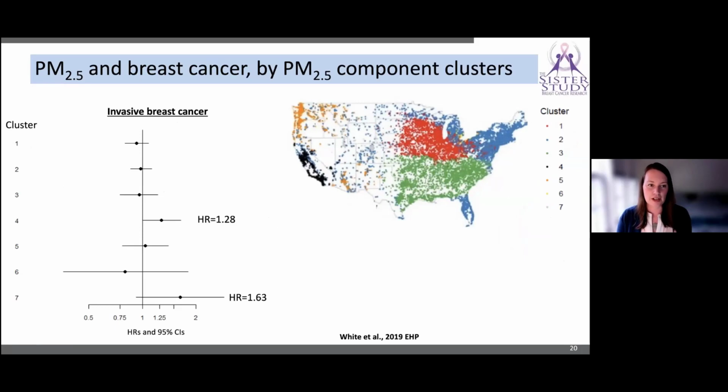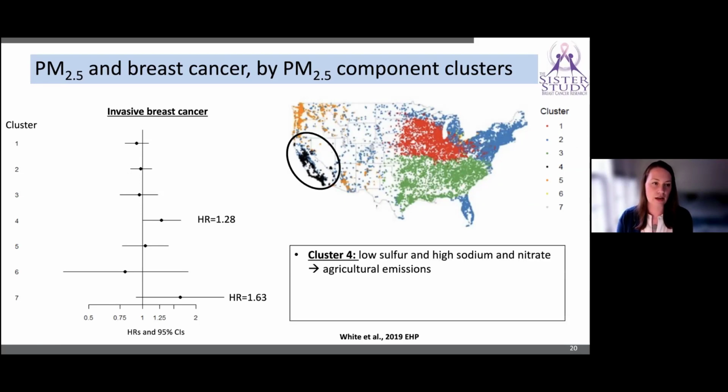And so when we stratified the association between PM2.5 and breast cancer by these clusters, we did see evidence of heterogeneity. We see a higher risk for breast cancer among women who were assigned to cluster 4. And these are the black dots that are in the California region. This cluster's profile was defined by being low in sulfur and high in sodium and nitrate, which was indicative of agricultural emissions in this area, as well as marine aerosols.